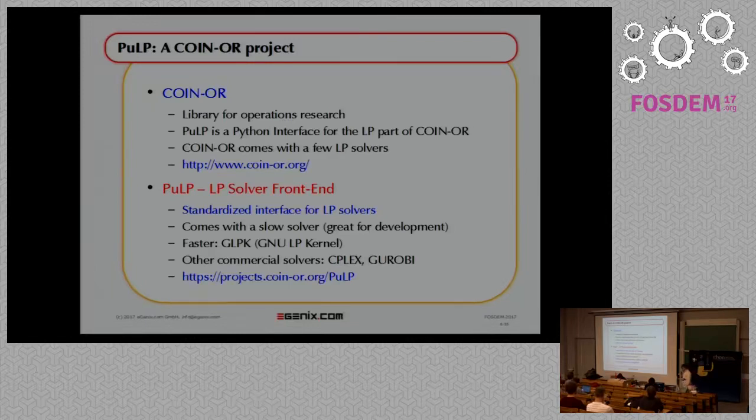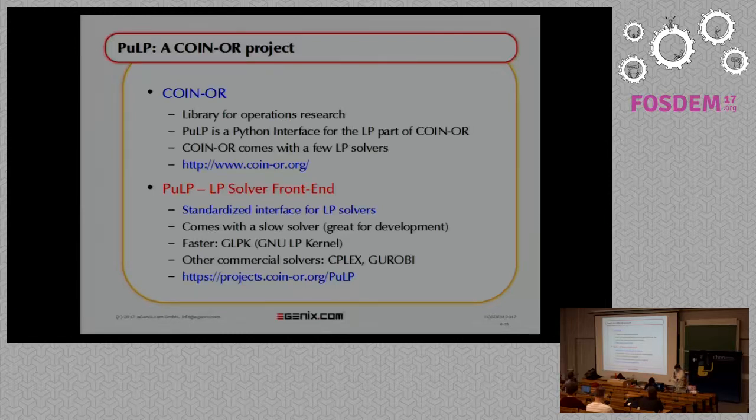PuLP is a library. It's written in Python. It provides a standard interface to solvers that solve linear programming problems. It's part of the COIN-OR library, which is a standard library for doing operations research. And you can see the websites here, you can go there.